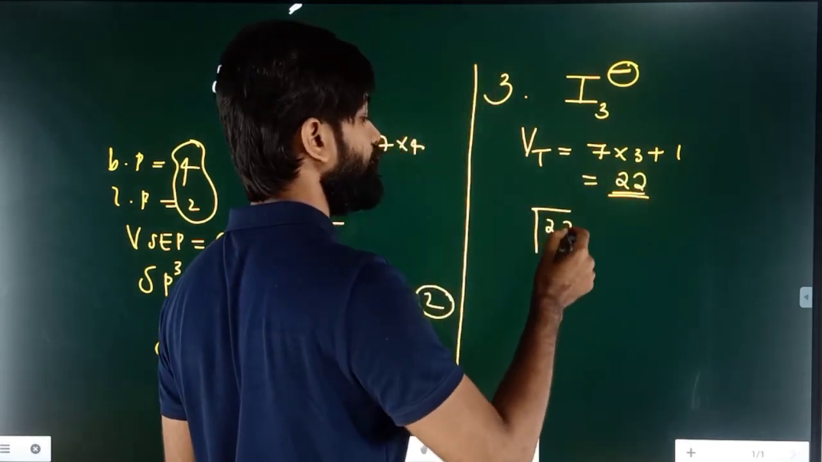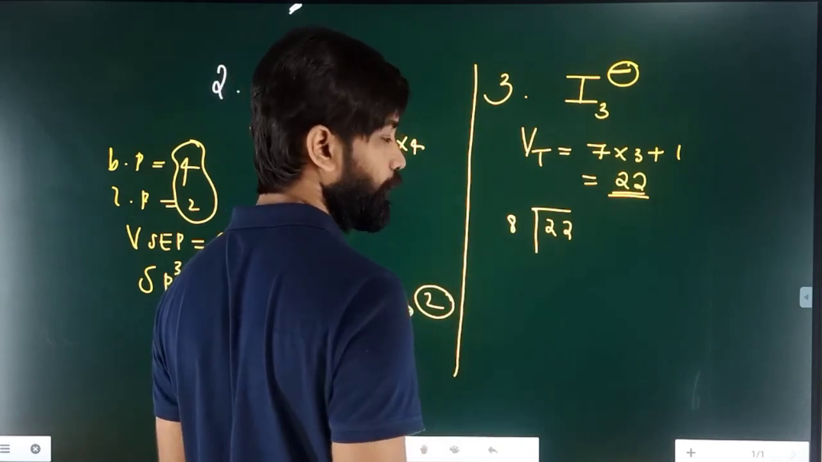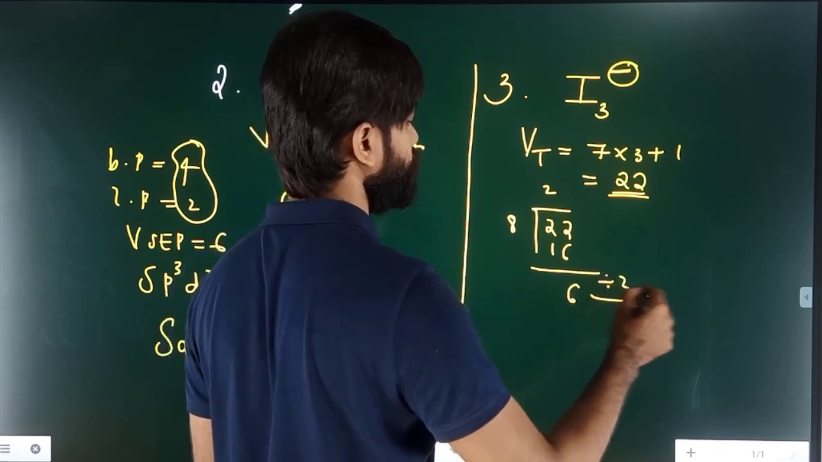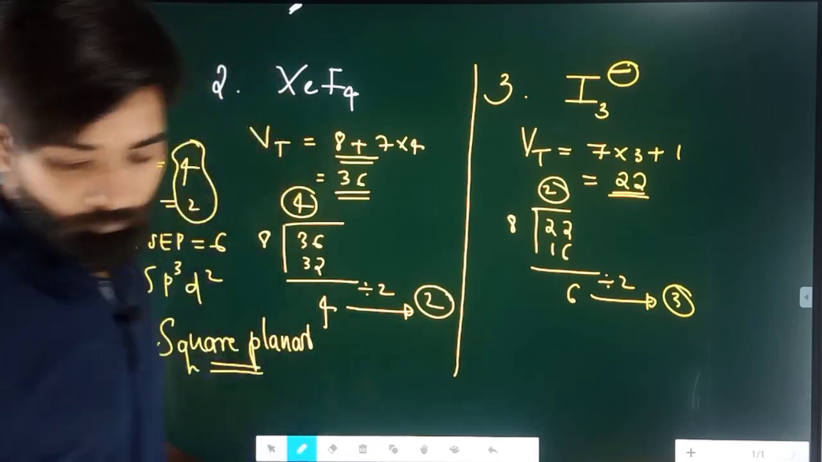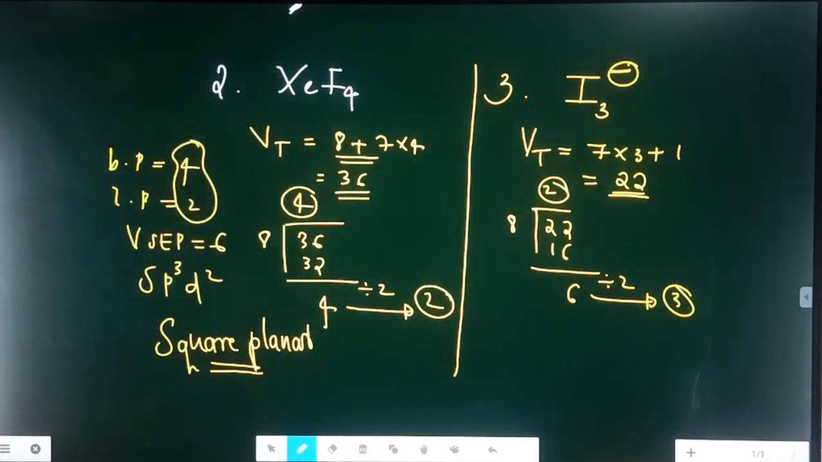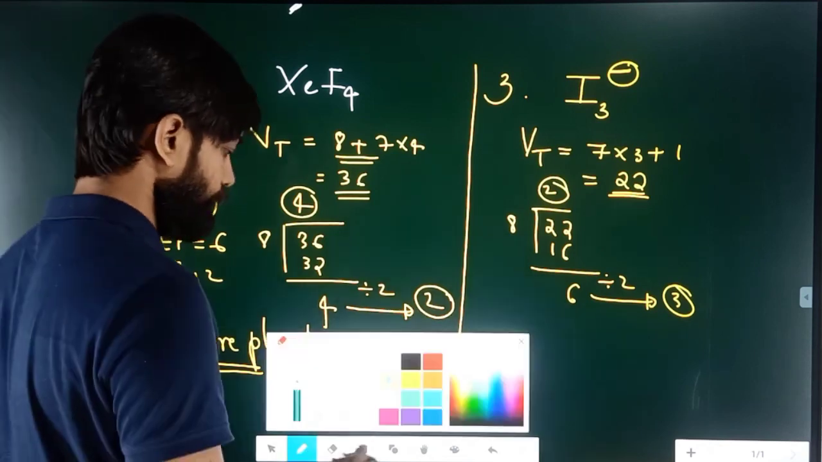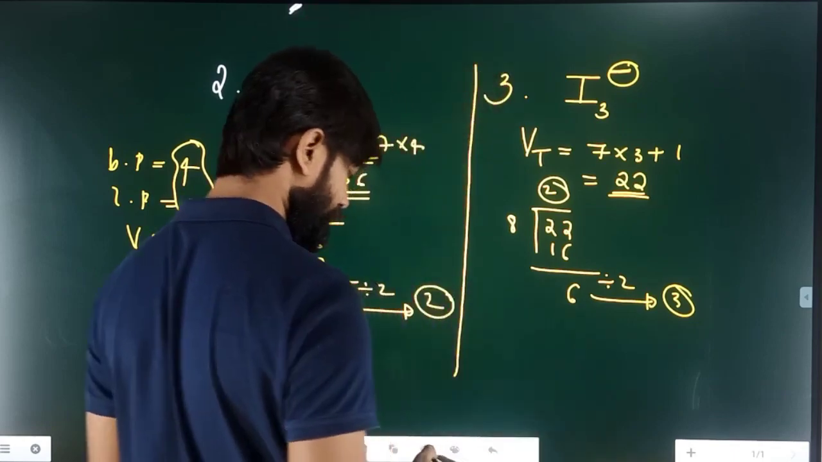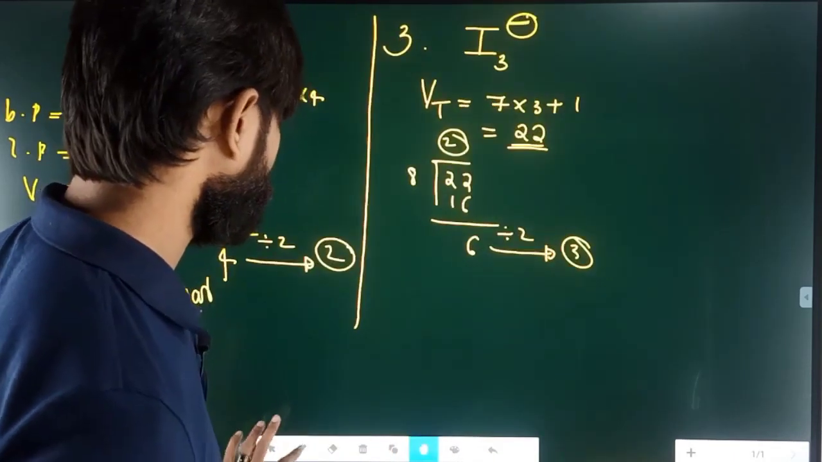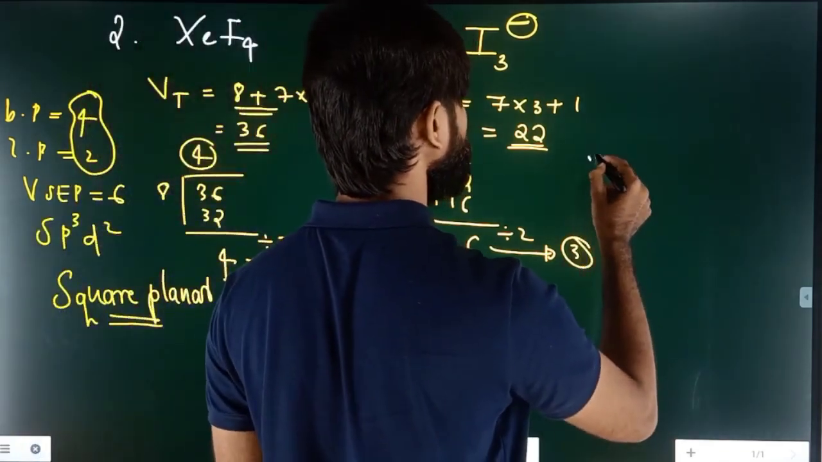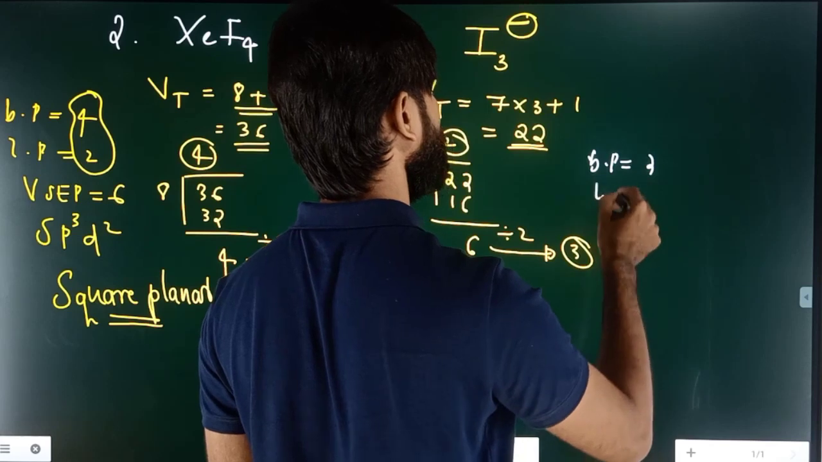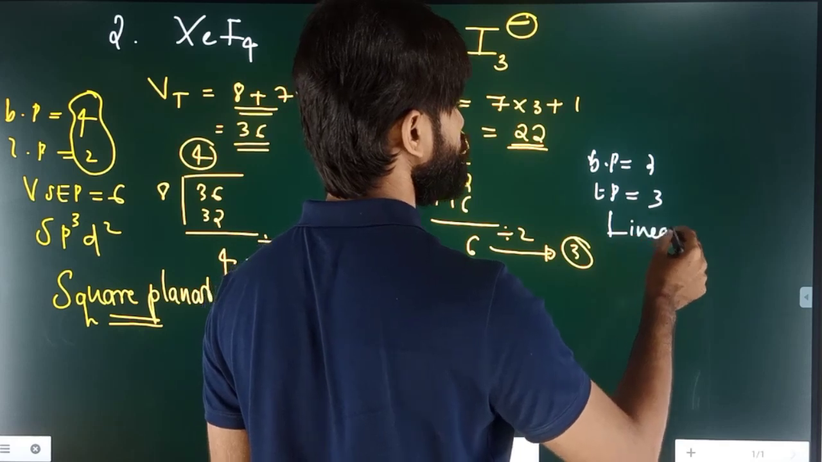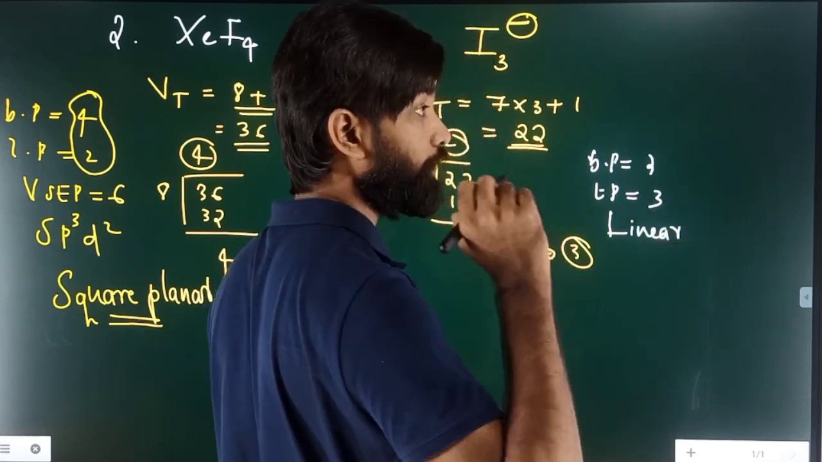And 22 divided by 8: 2 times 8 is 16, the remainder is 6, and 6 divided by 2, your answer is 3. So these are the bond pair and lone pair. Ready? Is it okay? So 2 bond pairs, 3 lone pairs. What is that category? That category, bond pair equal to 2, lone pair equal to 3, is linear. The 2, 3 category is linear. That's very important.